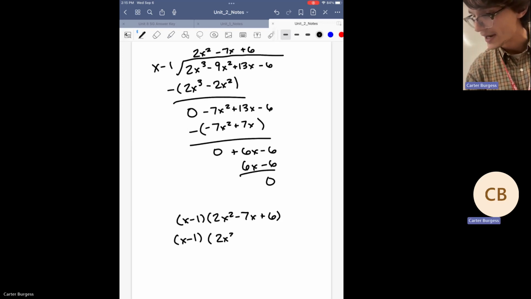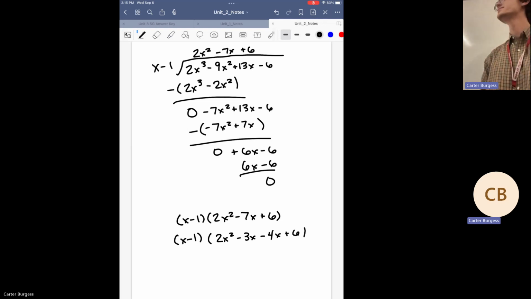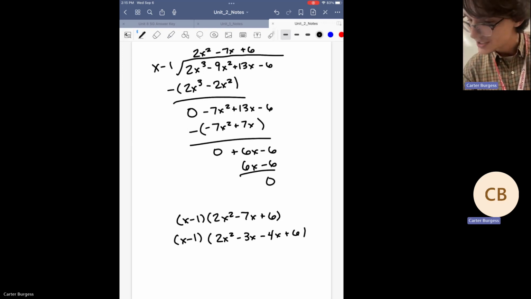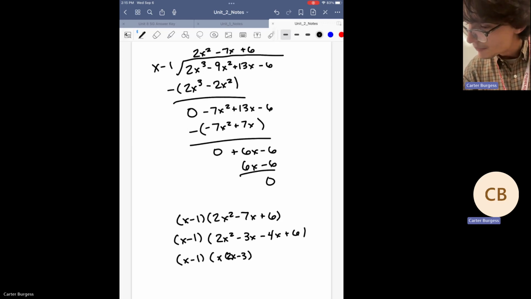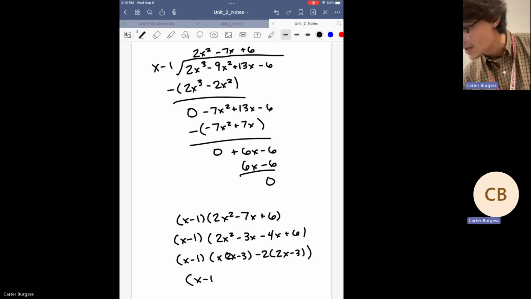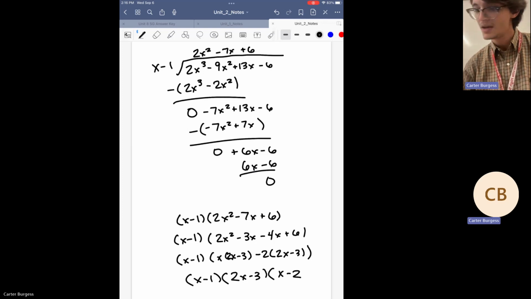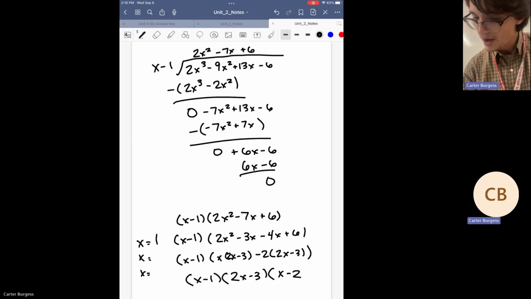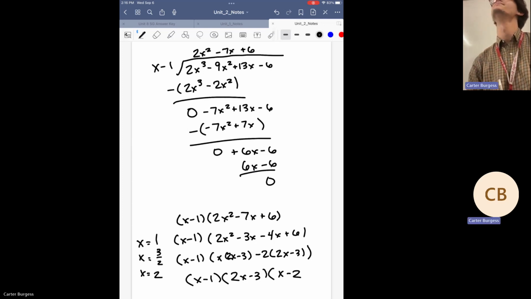So 2x squared minus 3x minus 4x plus 6. We're going to do our factoring magic here. It's x minus 1, just kind of staying out to the front. This is x times 2x minus 3 minus 2 times 2x minus 3. And I get x minus 1 times 2x minus 3 times x minus 2. And so what are my three zeros here? 1, 3 over 2, and 2.